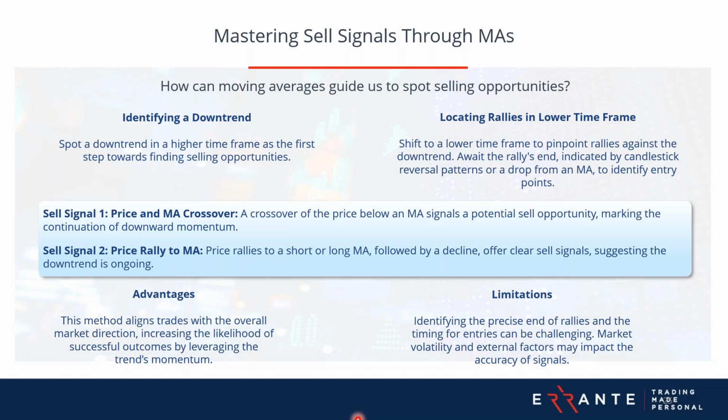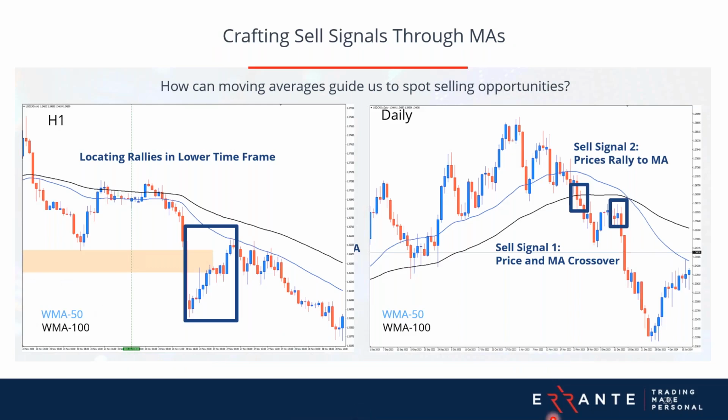And following the detection of a downtrend, the strategy involves zooming into a lower time frame to identify rallies that move counter to this trend. Look at the example here, please. The critical element here is patience, waiting for these rallies to culminate, as evidenced by candlestick patterns maybe that suggest a reversal or a fall from a moving average. And these moments signal the optimal points for market entry.